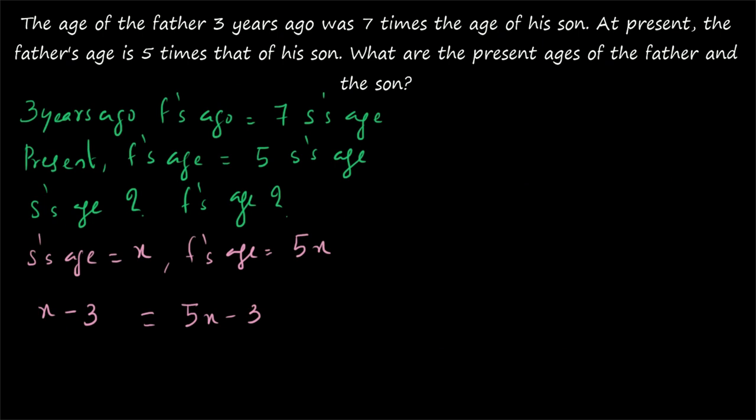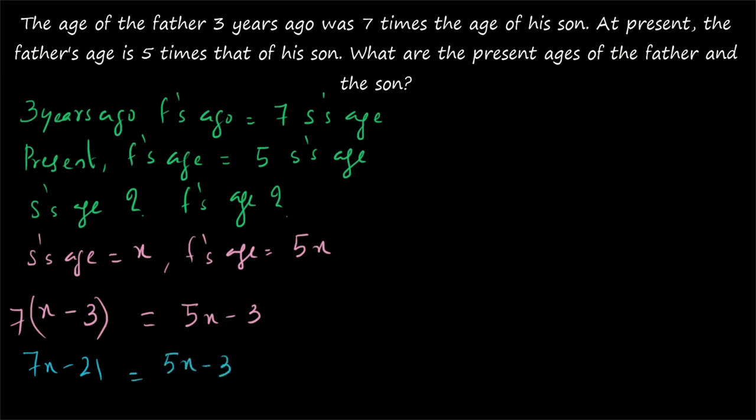And what is the relation? 3 years ago, father was 7 times the age of his son. So 7 times x minus 3 will be equal to 5x minus 3. So that is the relation. So from that, what will we be getting? 7x minus 21 is equal to 5x minus 3.